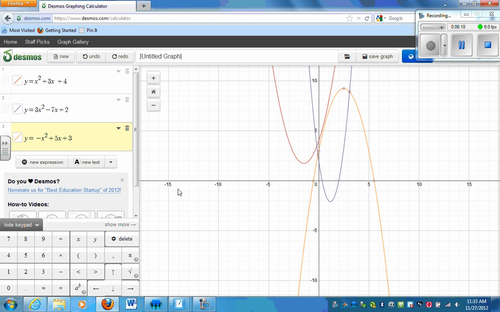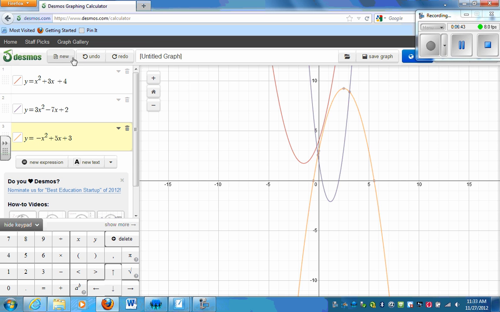Okay? And the other thing it talks about is turning points. So let's look at this red graph. All of the y values are decreasing, decreasing, decreasing, and then all of a sudden it turns and the y values are increasing. Same here, decreasing, decreasing, increasing. The orange one is increasing, increasing, increasing, decreasing. So there's that one point where the graph turns.